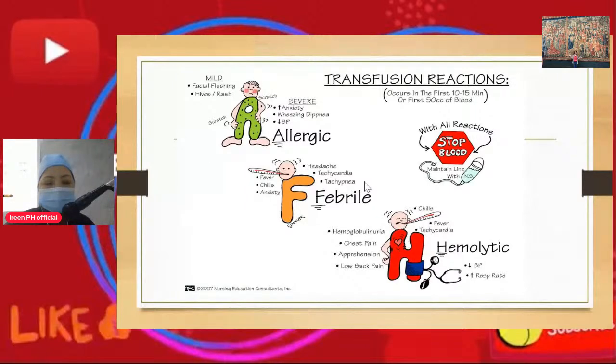In febrile: headache, tachycardia, tachypnea, fever, chills, and anxiety. Then in the hemolytic, I mentioned decreased BP, increased RR, the respiratory rate, with fever and tachycardia and chills. The patient will have chills. Then chest pain, apprehension. Then there is pain in the back.